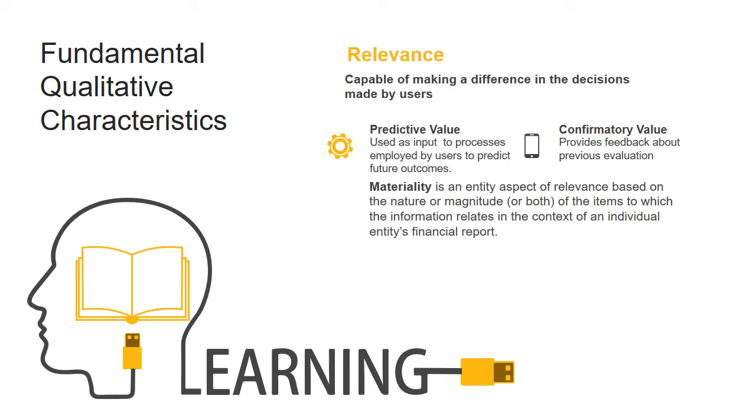So therefore, we both consider the nature and the amount of the item when considering the materiality. So, materiality is an entity aspect of relevance based on the nature. Nature, tinitingnan yung nature or magnitude or both of the items to which the information relates in the context of an individual entity's financial report.